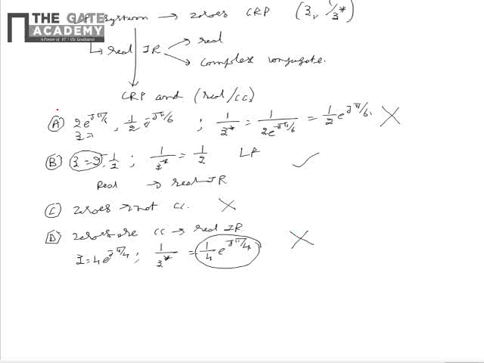From this we see that out of the four options given, option B corresponds to the system which is linear phase and has a real impulse response. From this we see that the correct option representing the given requirements is B.